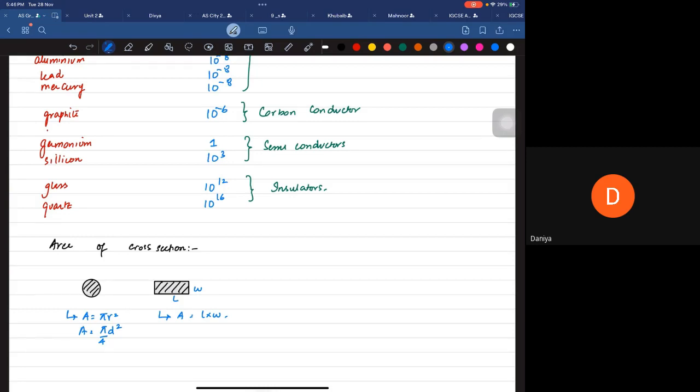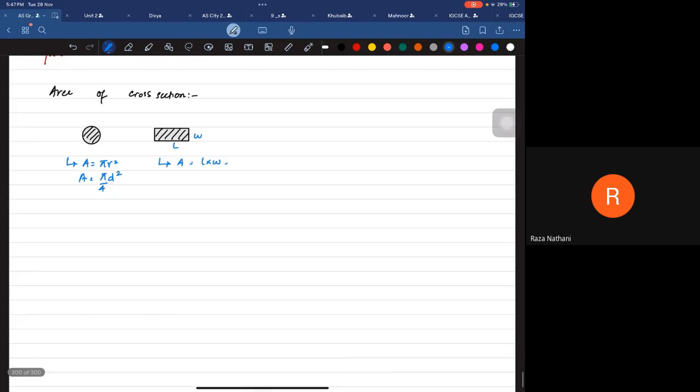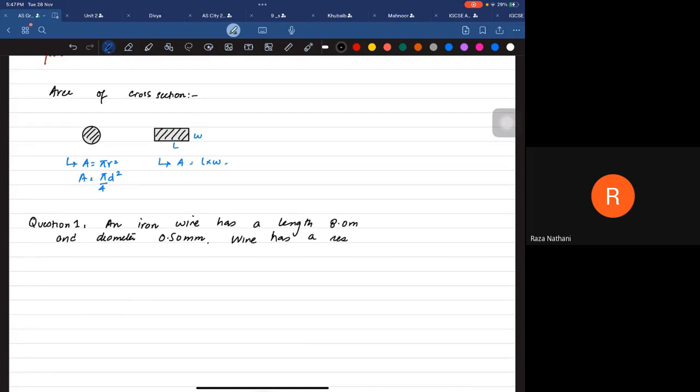All right, kids. Should I go forward, please? Yes. Sure, sir. Now, the first type of question we're going to do for this one. Question one. Let's say an iron wire has a length 8.0 meters and diameter 0.50 millimeters. Then wire has a resistance R.